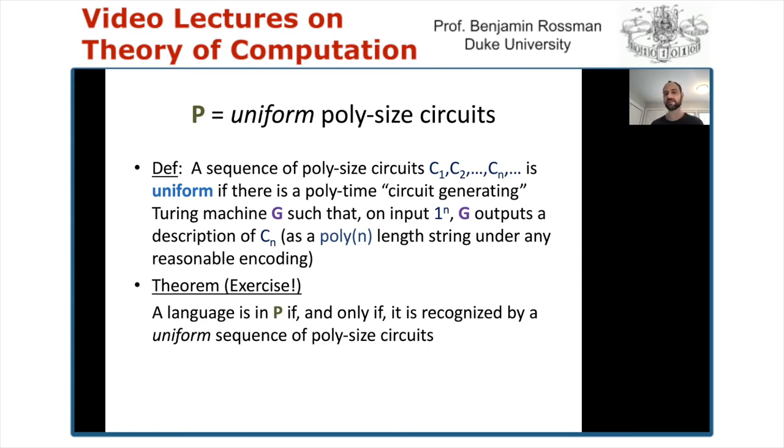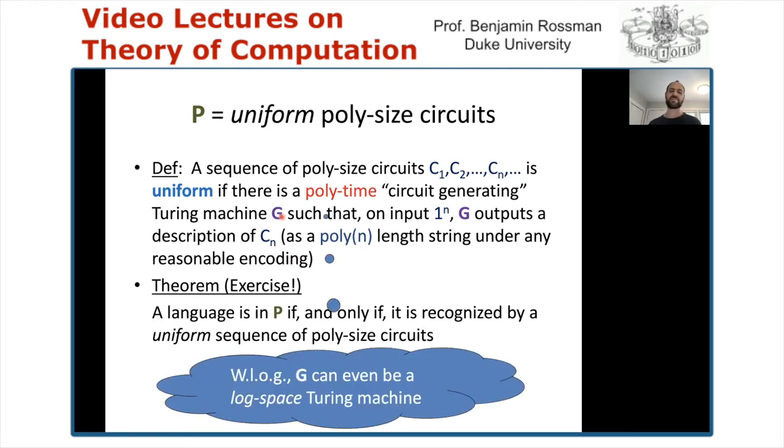The theorem is that a language is in P if and only if it's recognized by a uniform sequence of poly-sized circuits. For the proof, one direction we essentially already saw: consider the simulation of a time-t Turing machine by circuits of size t squared. That is in fact a uniform sequence of circuits, since the process we described can be regarded as a poly-time algorithm. In the opposite direction, suppose we have a uniform sequence of poly-sized circuits generated by some Turing machine G. Then we get a poly-time algorithm by, on input x, first running the machine G on 1^n, where n is the length of x. This produces some circuit C_n, and then we simulate that circuit, which can be done by a poly-time Turing machine. Each of these steps is polynomial time, so this produces a poly-time algorithm for our language.